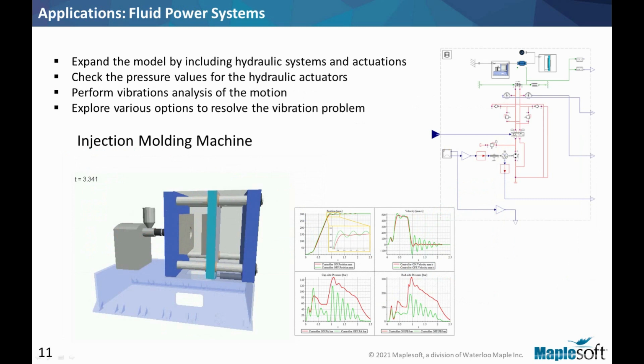MapleSim is multi-domain. You can add hydraulics to work with the mechanical part of your machine. And by doing so, you can check the pressure values at different parts of the hydraulic circuit. Also, you can inspect the resultant motion for any unwanted vibrations.